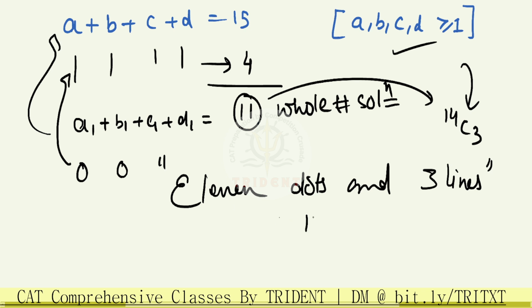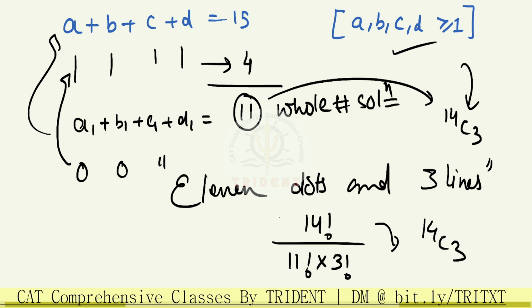11 dots, 3 lines, that is going to be 14 factorial divided by 11 factorial into 3 factorial. Why is it that we are dividing by 11 factorial? Because 11 are identical and 3 are identical. And this, my friends, is as good as 14C3. You can actually compute the values and you'll get the same value.